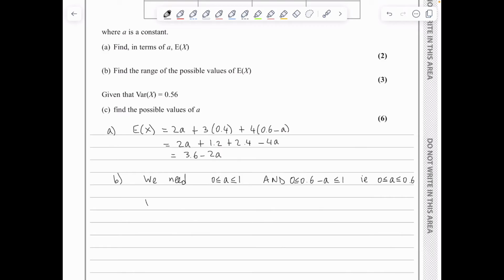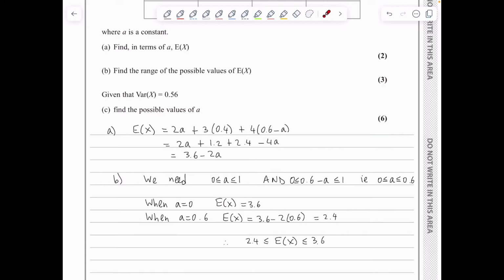Now, when A is 0, the lowest value it could be, then the expectation of x, we can see it's 3.6. Whereas when A is 0.6, when A is the maximum, the expectation of x is simply 3.6 minus 2 times 0.6, which works out to be 2.4, and therefore we conclude that the expectation of x is between 2.4 and 3.6, and as I already said, it could be relaxed or strict inequalities. Both of them are acceptable here.